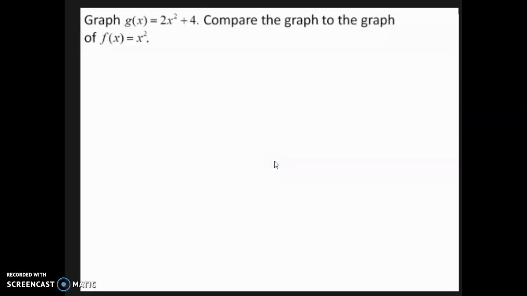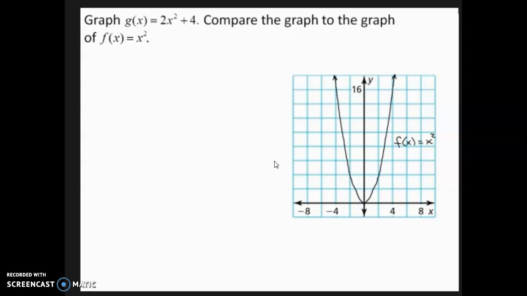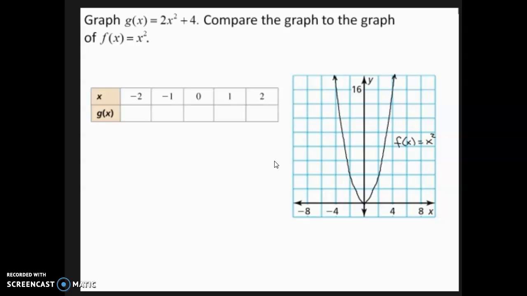Graph g of x equals 2x squared plus 4. Compare the graph to the graph of f of x equals x squared. Begin with the graph of f of x equals x squared. Then make a table of values.